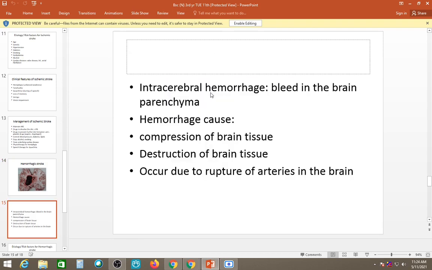So intracerebral hemorrhage means bleeding inside the brain parenchyma. The cause of hemorrhagic stroke is because of rupture of the arteries inside the brain. The artery inside the brain bursts, and because it bursts, the blood comes out and collects in the brain. What happens when the blood collects in the brain? It compresses the brain tissue because the blood is giving pressure to the brain tissue, and this compression can cause destruction of the brain tissue, and it will lead to hemorrhagic stroke features. Okay, so in hemorrhage there is no blocking, but there is bleeding inside the brain. Here the blood vessels are not blocked, but the blood vessel has ruptured.